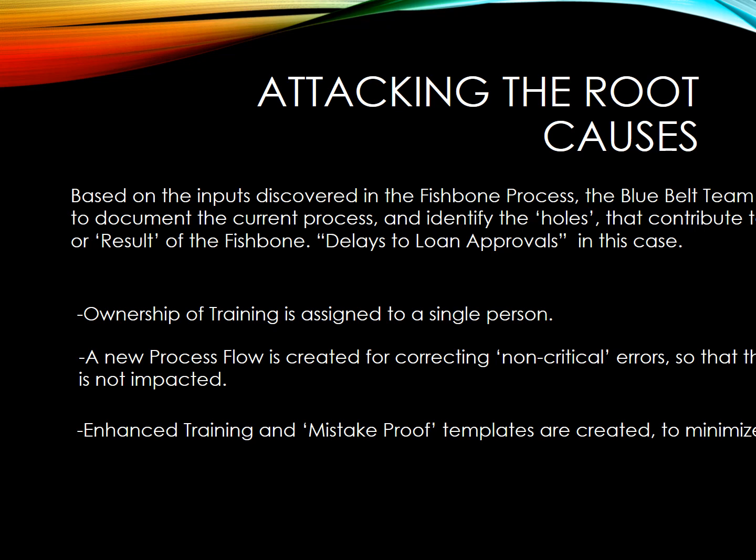A new process flow is created to correct the non-critical errors so that when a mistake does happen, if it's not a mistake that's going to have negative impact to the consumer, then let's move forward with the process, fix it after the fact, and get to the root cause of the problem. But in the meantime, let's not make the customer feel the pain. And thirdly, some enhanced training and mistake-proof templates are created to really make it more difficult to make a mistake in the first place. That's referred to as poka yoke. You'll see that in some of our lean training too, mistake-proof templates.